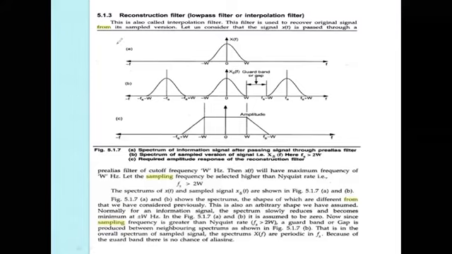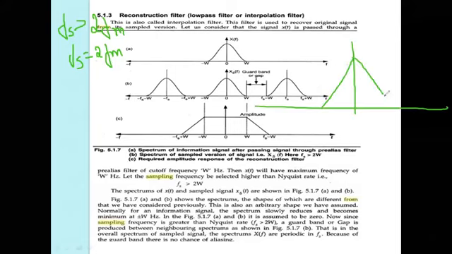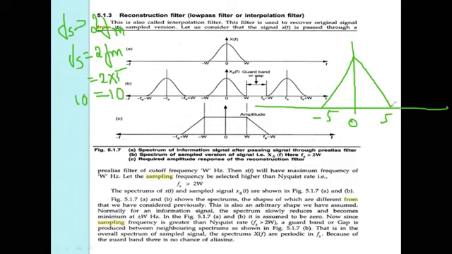Okay, students, the second condition, Fs is equal to 2Fm. Already we have seen Fs is greater than 2Fm. Now we can go for Fs is equal to 2Fm. Now I'm assuming the Fm value is minus 5, 0 and 5. The 5 is Fm, so 2 into Fm, that is 5, is equal to 10. So Fs is also, I'm assuming now, 10.